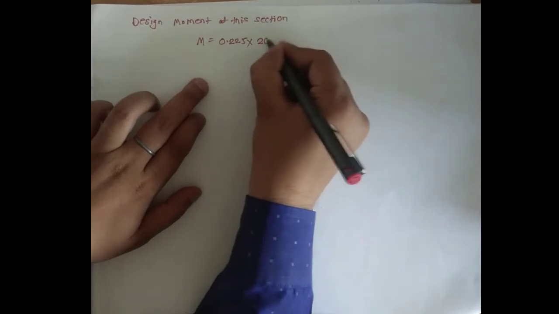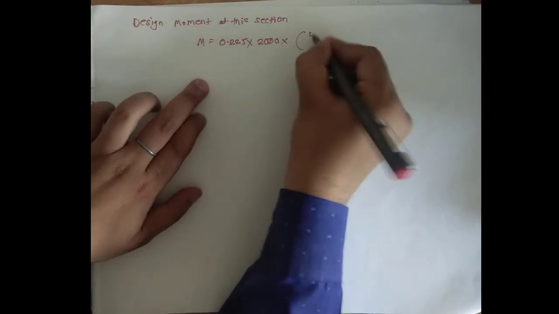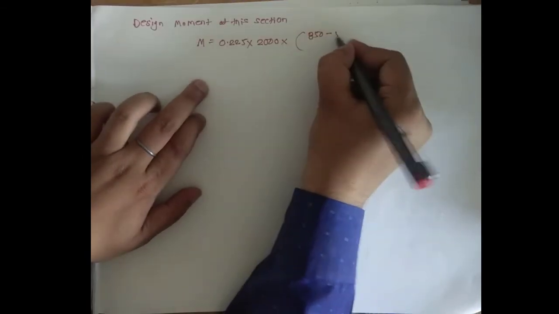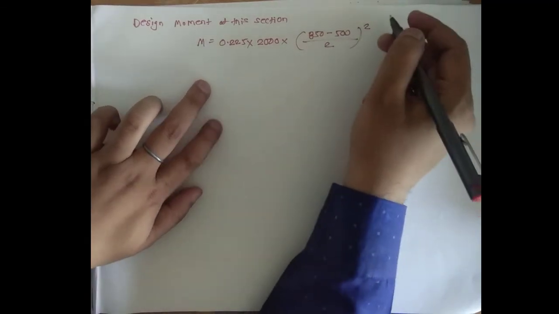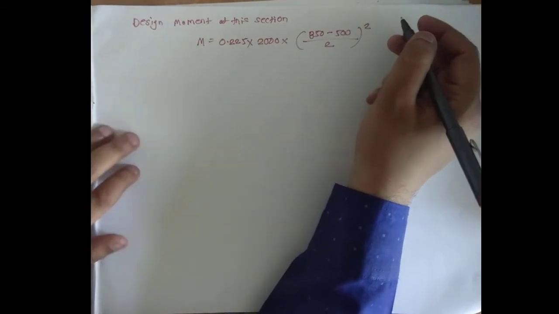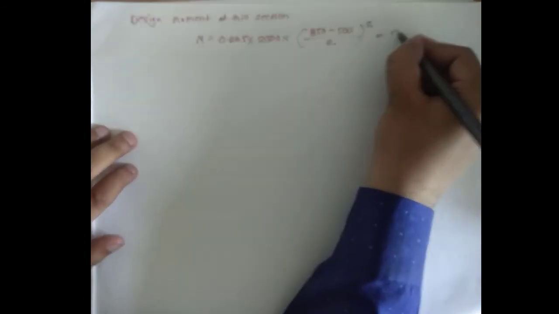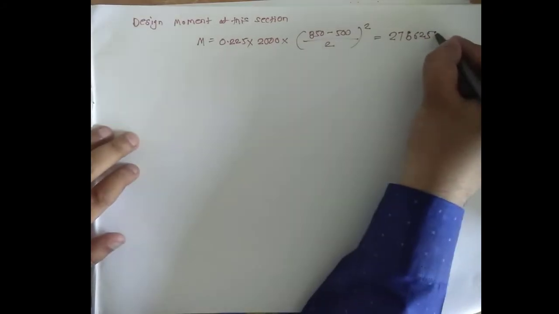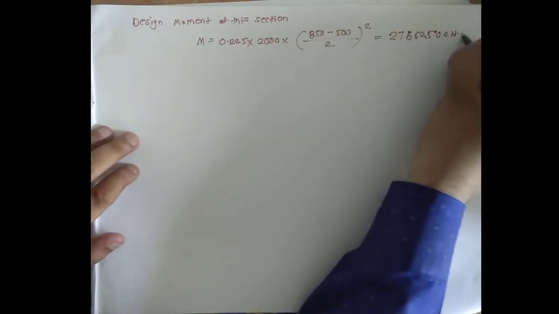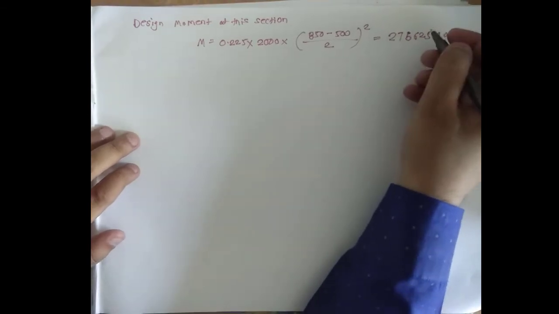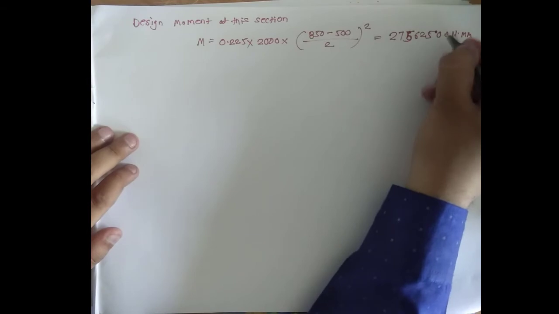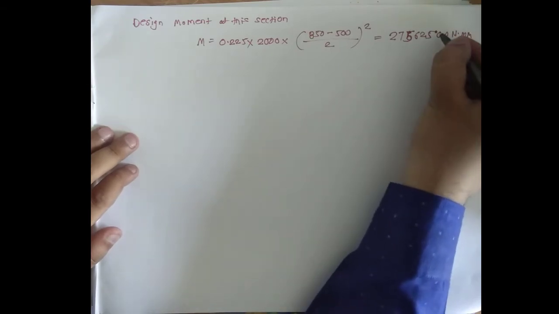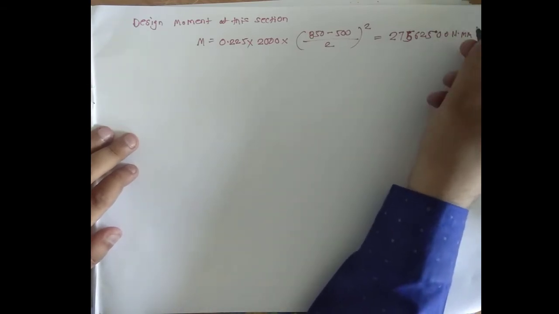Into 2000 into (850 minus 500 divided by 2) whole square. So it is coming out to be 275,625.00 Newton mm, 500.